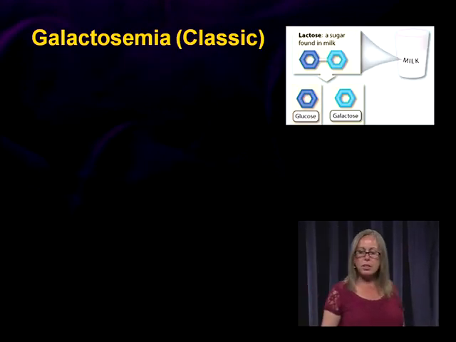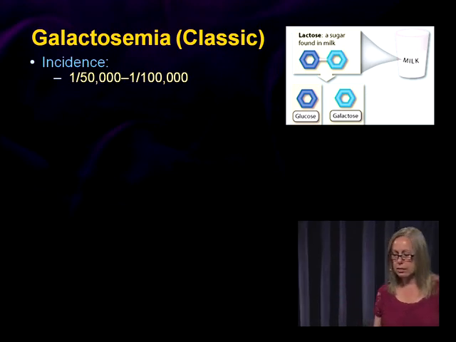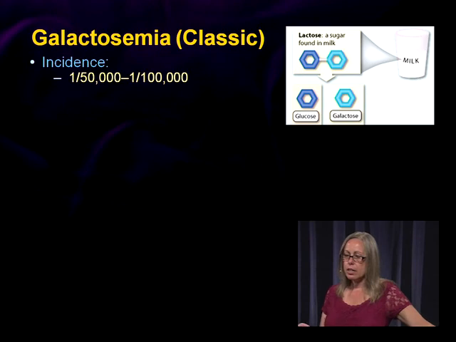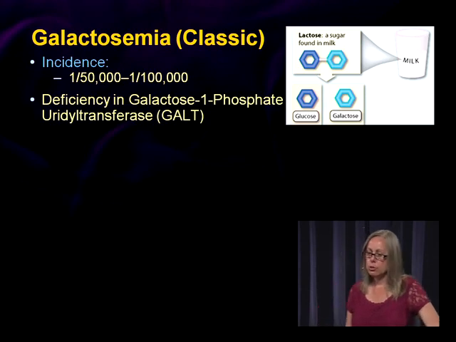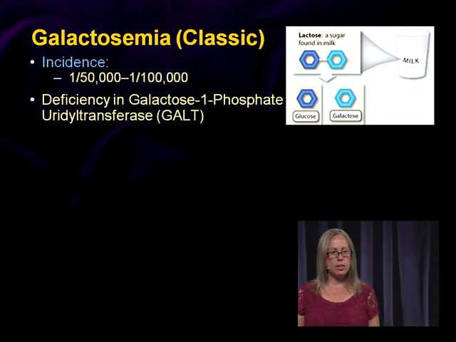All right, classic galactosemia is due to a problem in the breakdown of galactose. And the reason why lactose is a problem is because lactose is a compound of glucose and galactose. Classic galactosemia occurs at about 1 in 50,000 to 1 in 100,000 people, primarily due to a deficiency in galactose-1-phosphate uridyl transferase, otherwise known as GALT.